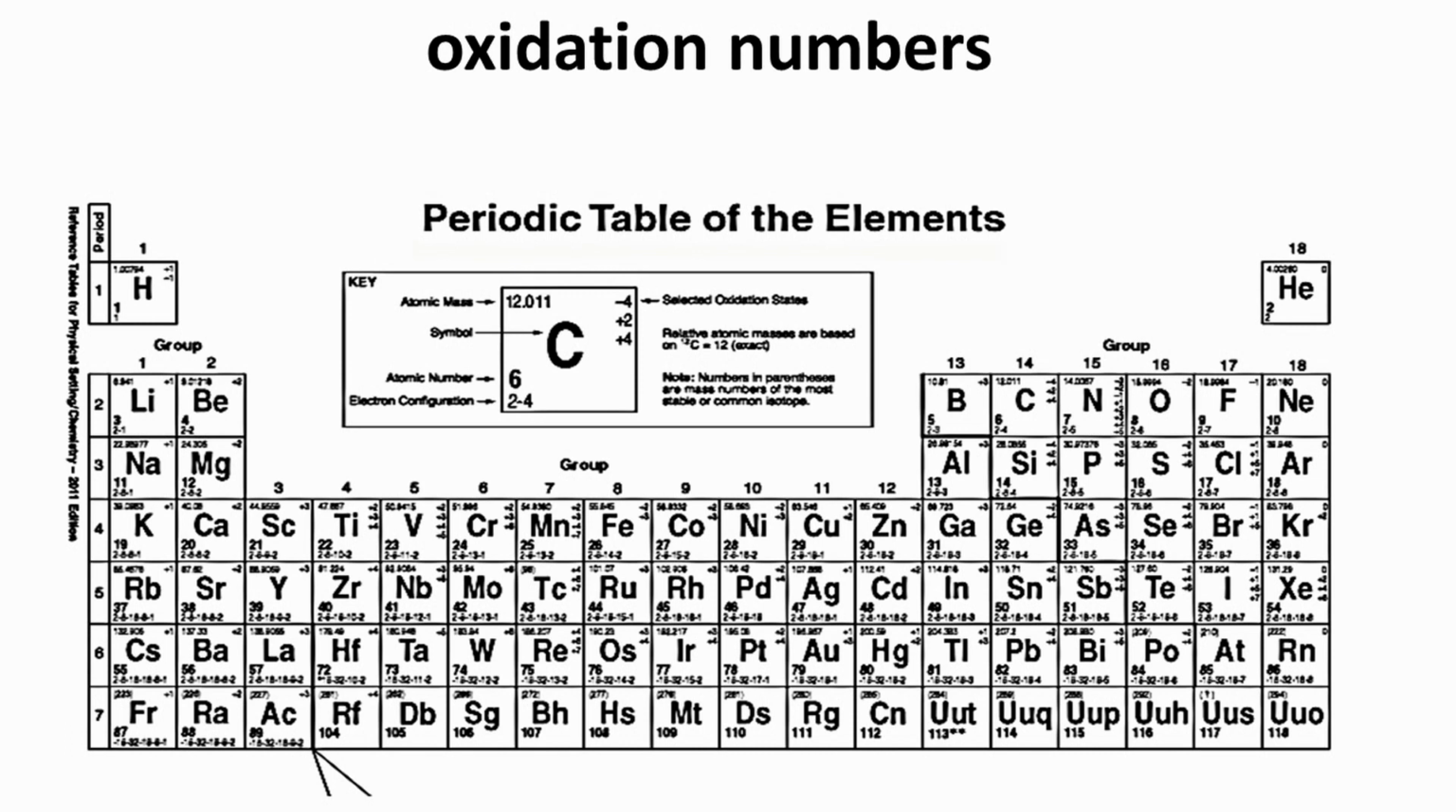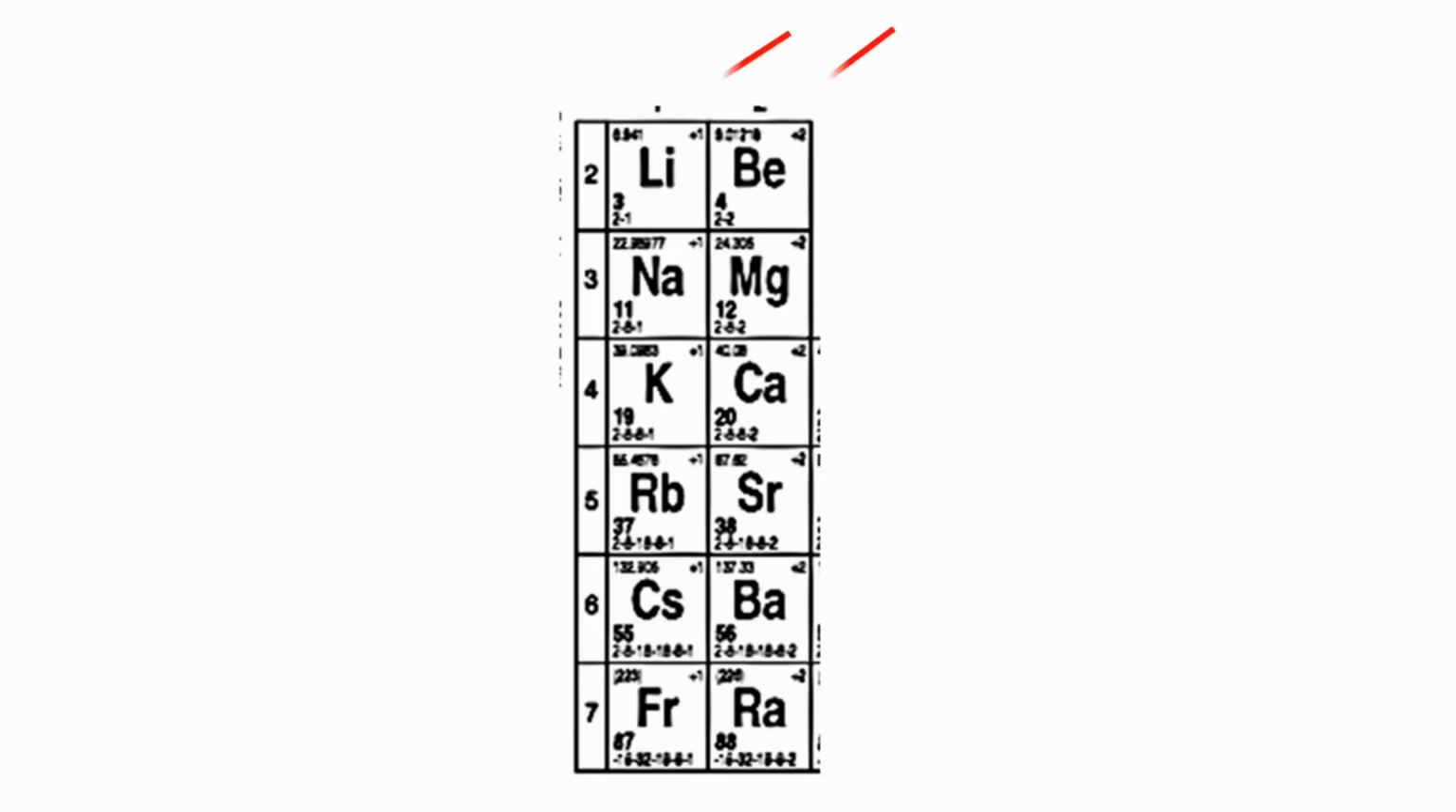The key to figuring out the oxidation number of an element in a compound is understanding how to use the periodic table. In this case, a key is provided to indicate where to find the oxidation numbers of the elements. Notice that elements in group 1 and 2 have only one oxidation number.